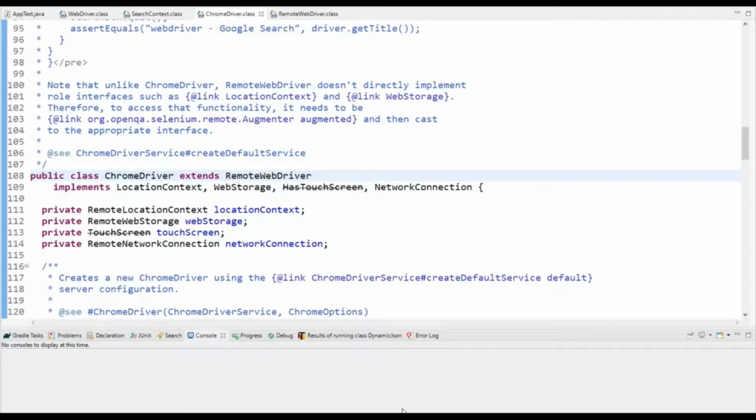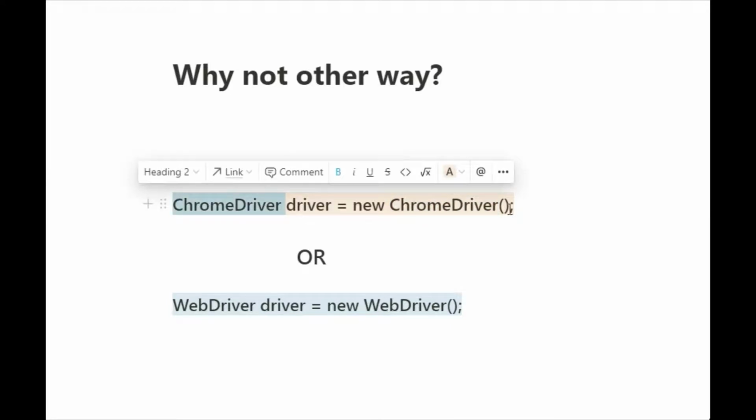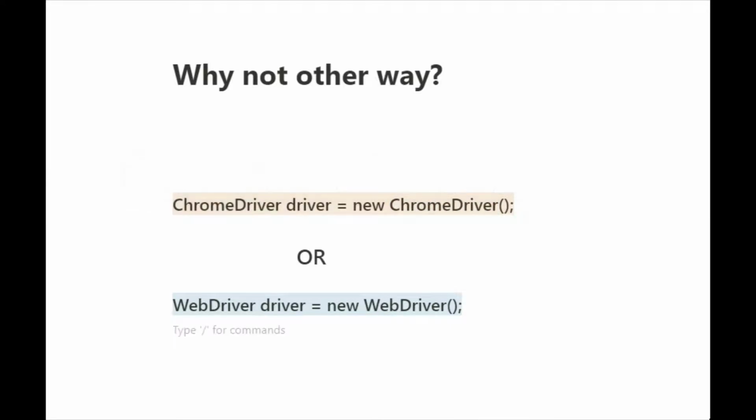Let me show you why we write it the other way. Now that we are aware of the hierarchy of the classes, why don't we write it as WebDriver driver is equal to new WebDriver, or ChromeDriver driver is equal to new ChromeDriver? WebDriver driver is equal to new WebDriver means you are trying to create an object of an interface, which is not feasible. So this option is invalid. For the other one, I'm going to show you why we should not write it that way. Let me show you this on Eclipse.